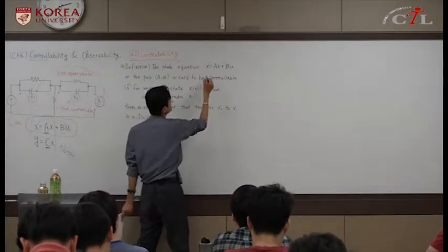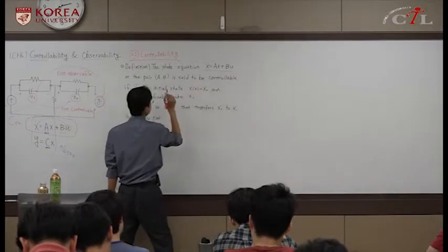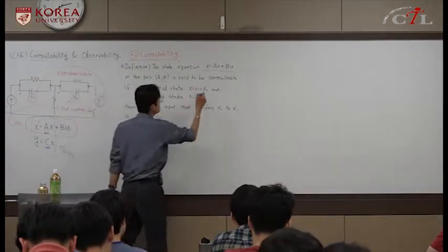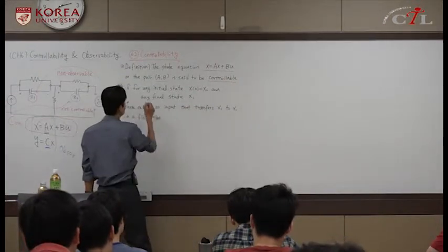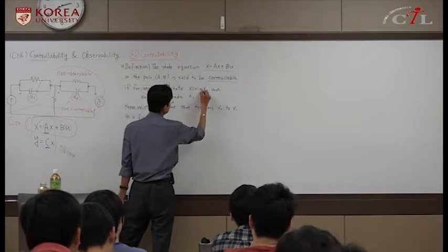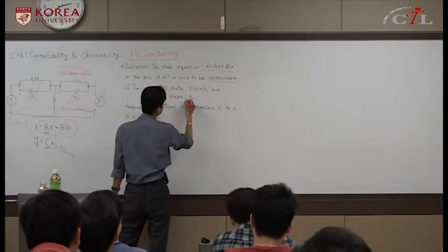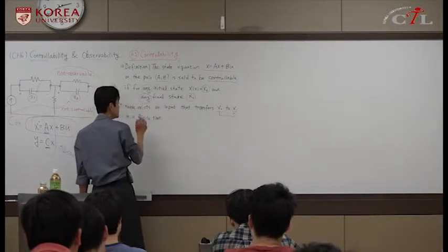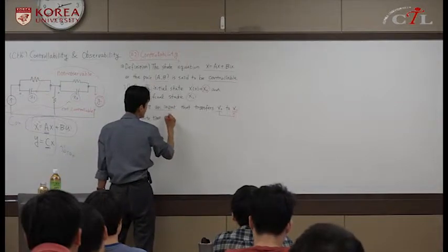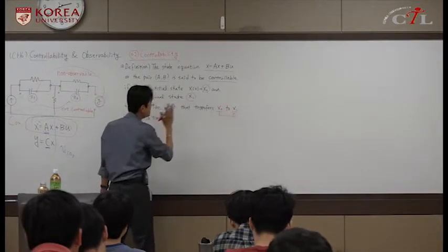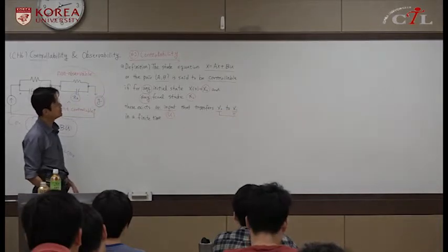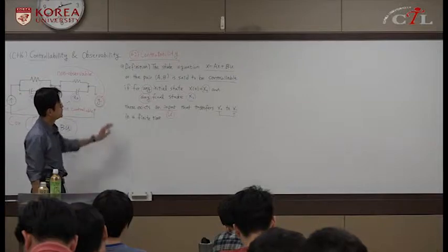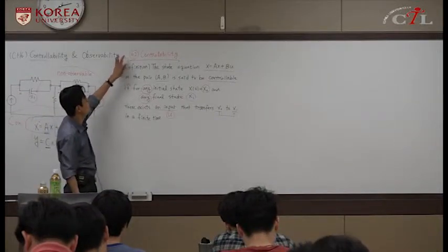Given the state equation, or we don't need the whole equation, we just need A and B, the system is called controllable if for any initial state and any final state, we can send x0 to x1, that is, if there exists such an input u that transfers x0 to x1, then the system is said to be controllable in a finite time. So this makes sense with the controllability definition.